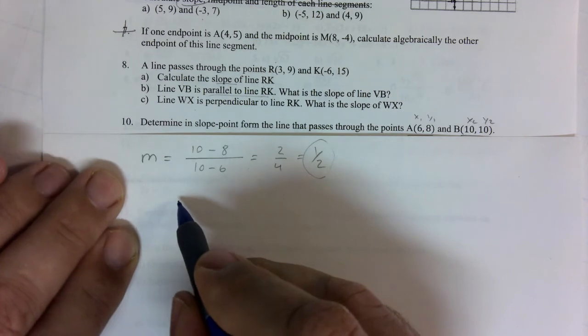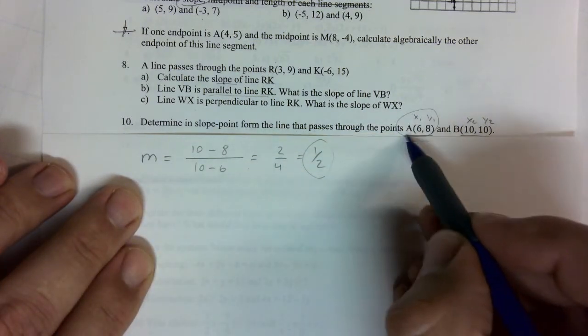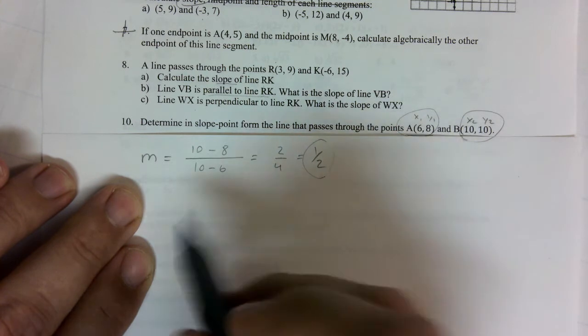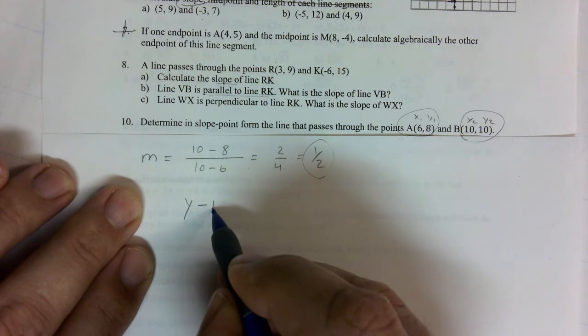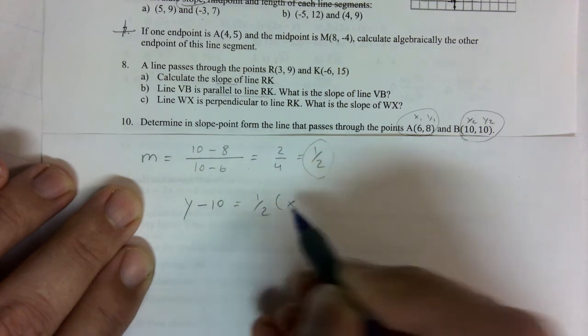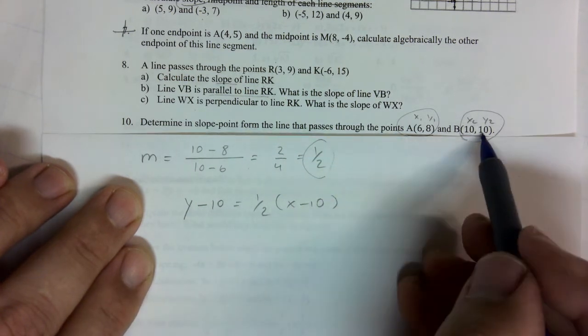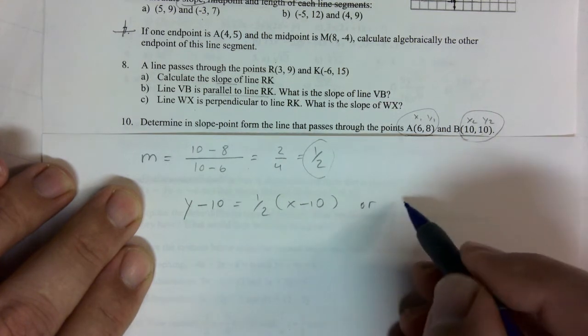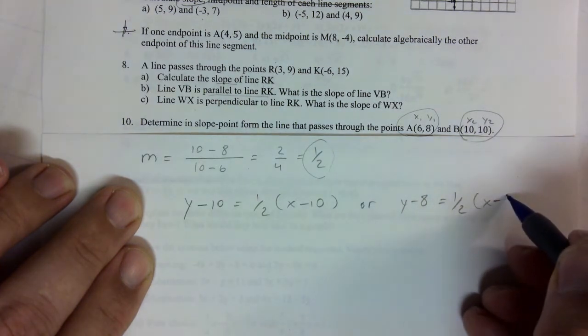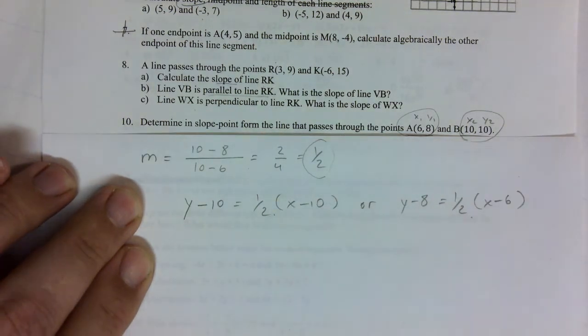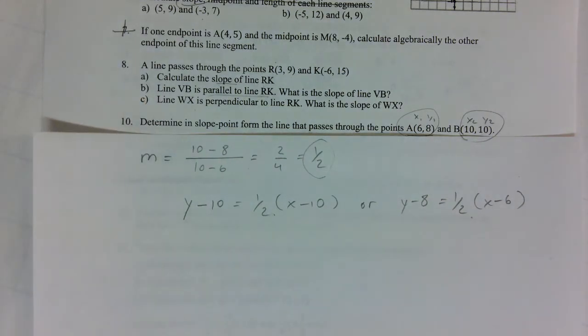Okay, so you can either pick this point now or that point as the point that you're using for the slope and point, or point-slope. So y minus 10 is equal to 1/2 (x minus 10), right? I use that one there. Or y minus 8 is equal to 1/2 (x minus 6). Both of these will give you the exact same line. And you could confirm that by rewriting it to either general or slope-intercept. You would see that they're exactly the same. Okay.